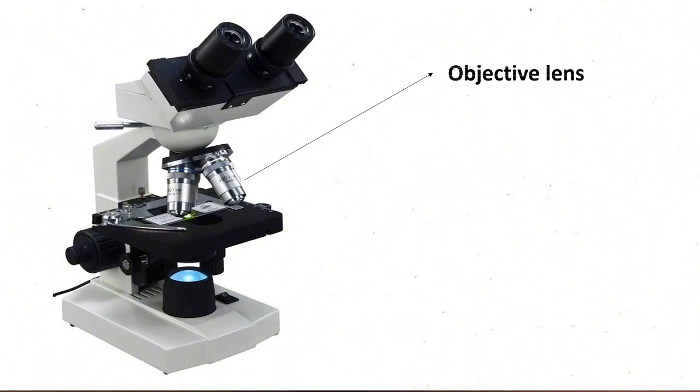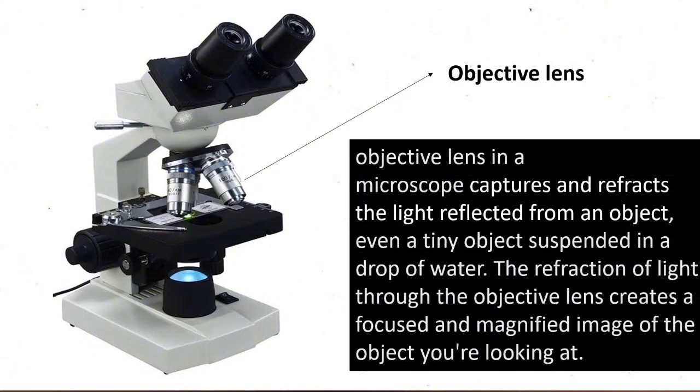Of course, the objective lenses. The objective lens in a microscope captures and refracts the light reflected from an object, because I want you to understand something. Every object actually has the kind of light it produces. Because it's the reflection of everything that you have that makes it possible for you to see. That is the light that the eye will be able to interpret.